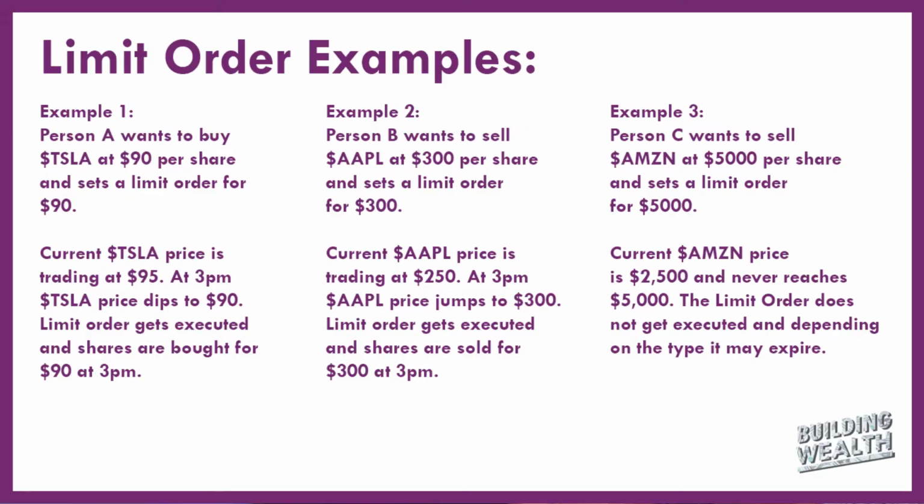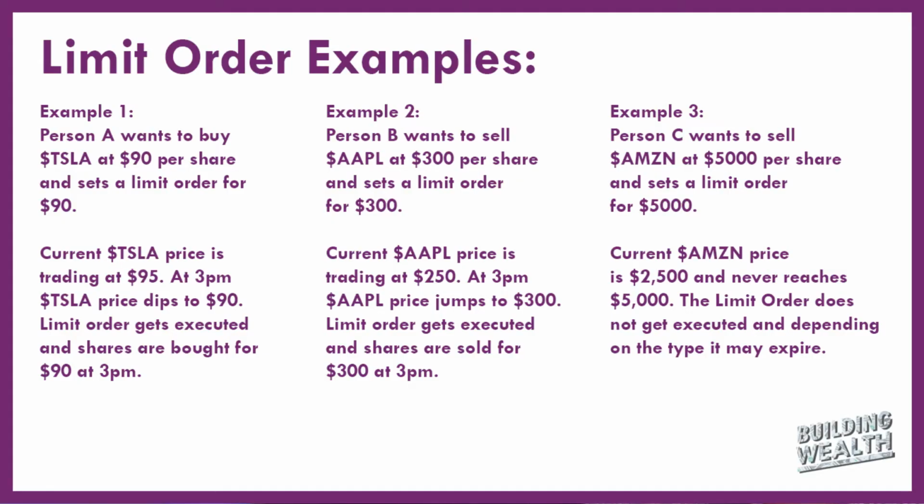The second type we have is limit orders. For example 1, person A wants to buy Tesla at $90 per share and sets the limit order for $90. Current Tesla price is trading at $95. At 3 p.m., the Tesla price drops to $90. The limit order gets executed and shares are bought for $90 at 3 p.m. As you can see, limit orders are a good way to get stocks at the prices that you want.